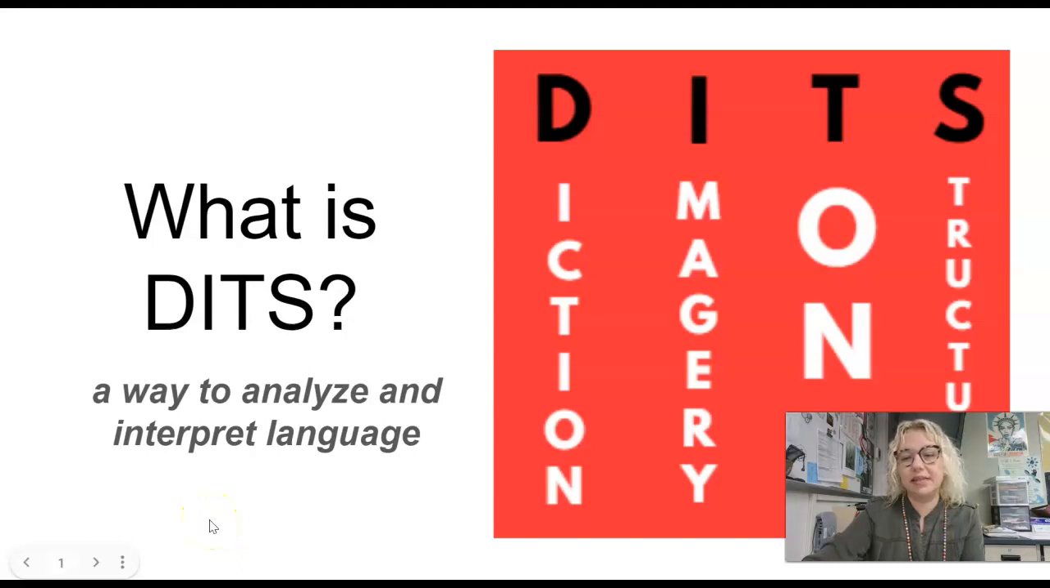What is DITS? DITS is a way to analyze and interpret language. It stands for Diction, which means word choice; Imagery, which is any detail that evokes one or more of the five senses; Tone, which is the speaker's, in this case the narrator Douglass's, attitude towards whatever it is he's writing about; and Structure, which includes sentence structure, paragraph structure, chapter structure, all of that good stuff.